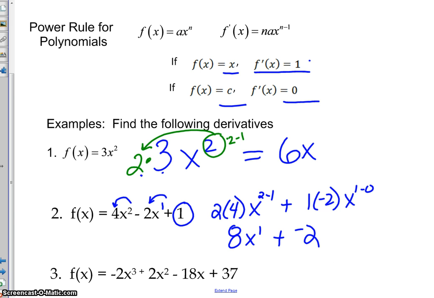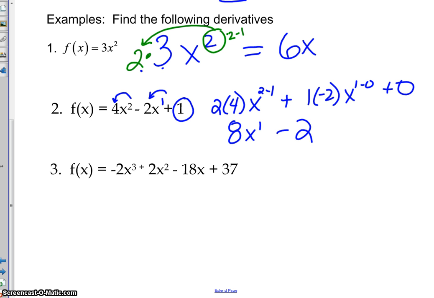The derivative of the 1, remember, for a constant, is just 0. Well, we usually don't write plus 0, so we're just going to leave it like that. And actually, I'd probably have my answer like this. Okay? Let's look at 3.